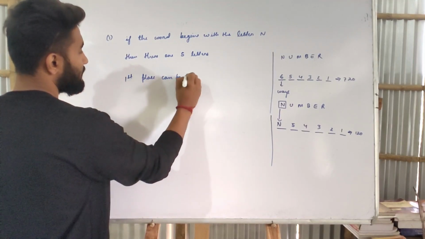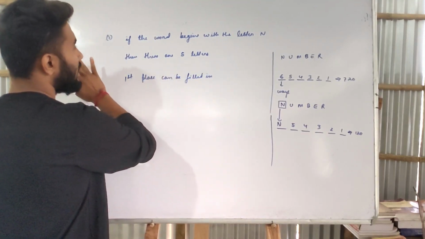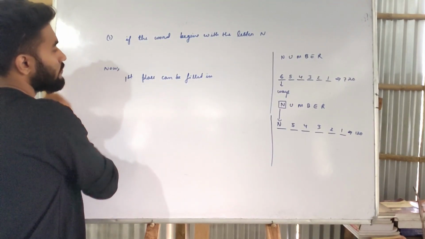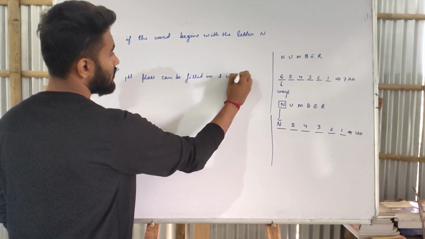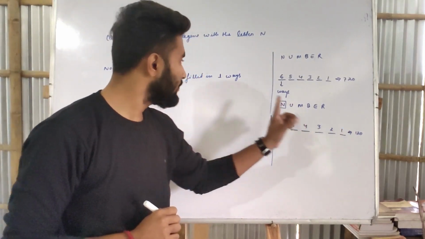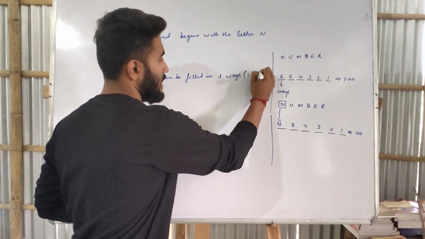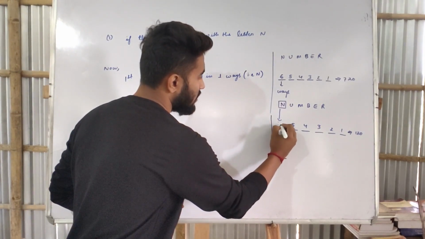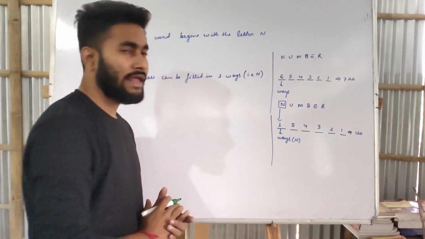First place can be filled in how many ways? I'm going to write this sentence: if the word begins with N. Directly you can start now. First place can be filled in 1 way, only 1 way. That is the letter N, only and only N. N cannot move.